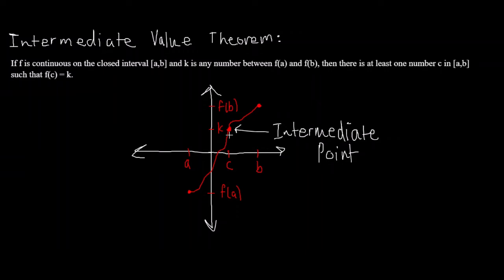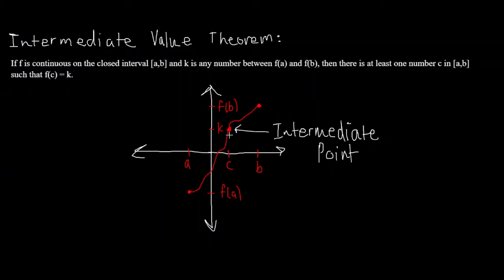Now let's go over the main topic of our lesson, which is the intermediate value theorem. And it states, if f of x is continuous on the closed interval a comma b, and k is any number between f of a and f of b, then there is at least one number c in a comma b such that f of c equals k.